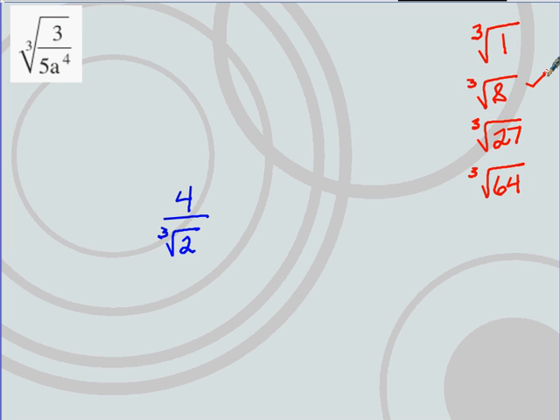I'd use this one. So let's multiply the bottom by the cube root of 4, and that's perfectly legal as long as you multiply the top times the cube root of 4. Again, this is called rationalizing the denominator, getting the radical off the bottom of that fraction. The top is now 4 times the cube root of 4. The bottom is the cube root of 8.